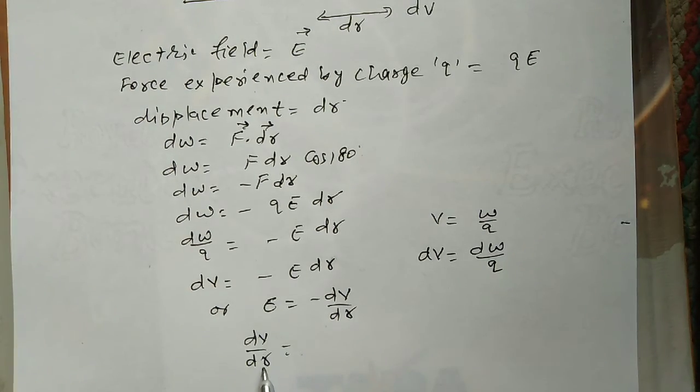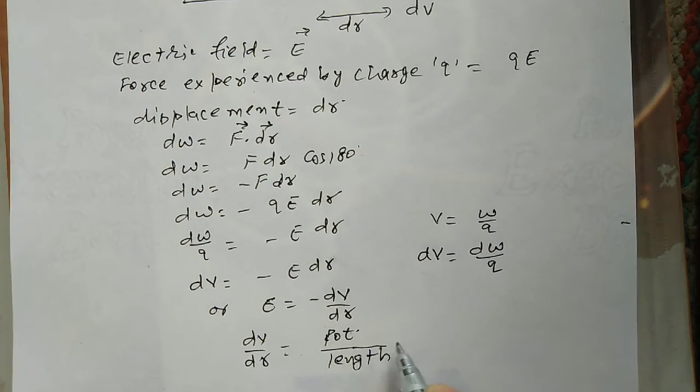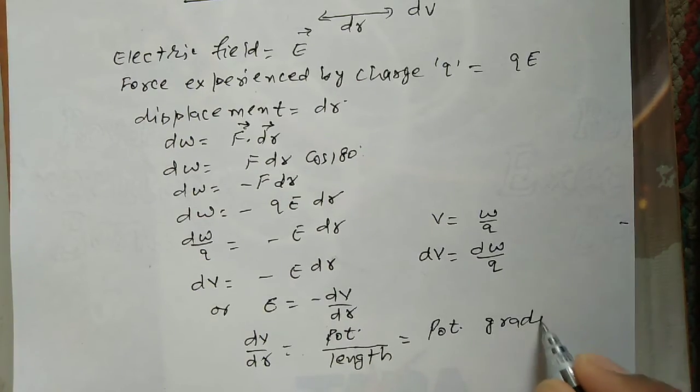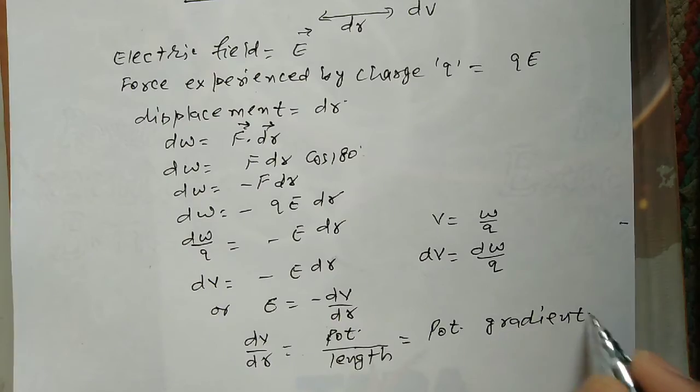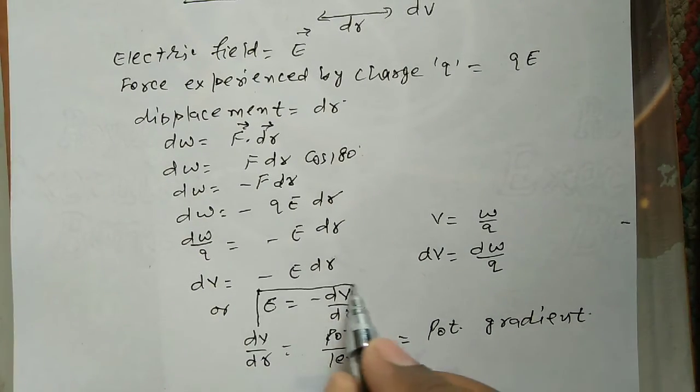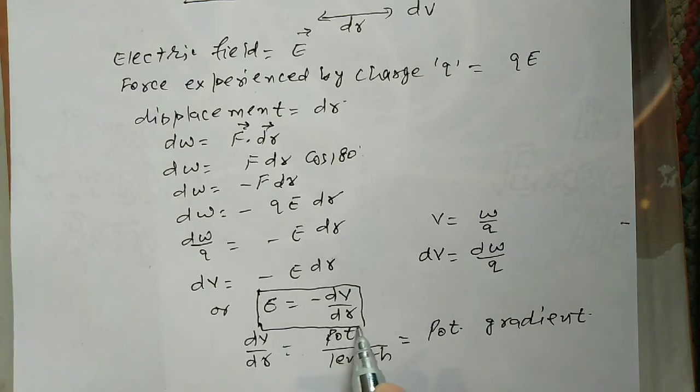potential upon distance, we can say. This is potential upon length. Any physical quantity divided by length is known as a gradient. So this is known as the potential gradient. So the relation between electric field intensity and potential gradient is E equals minus dV upon dr.